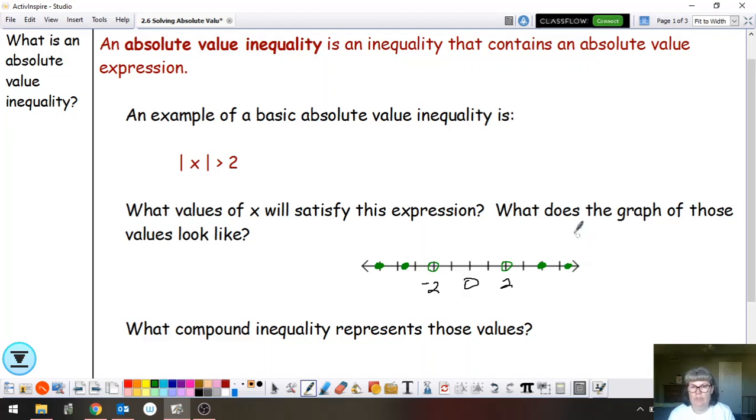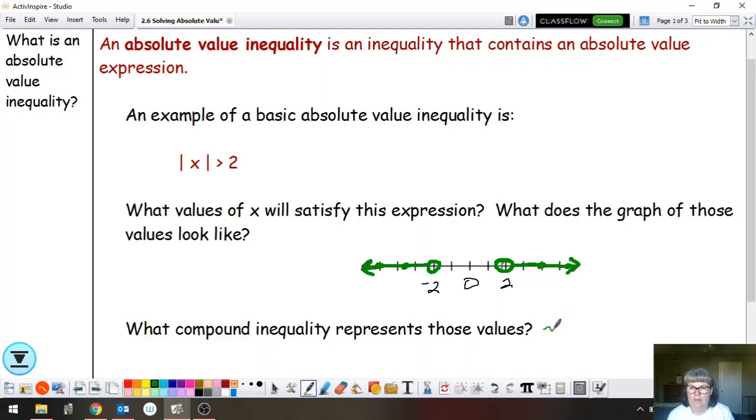So hopefully what you're noticing is the values that work are going to be greater than 2 or less than negative 2. We have an or situation here. We have what looks like oars on a boat. We have an or situation here. So when we're working with absolute values that are greater than a value, we have an or compound inequality.